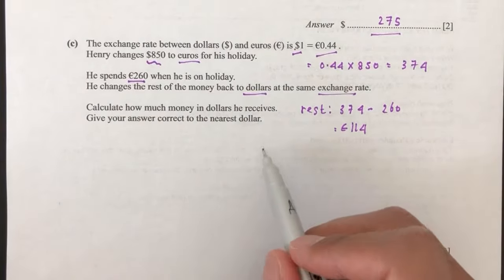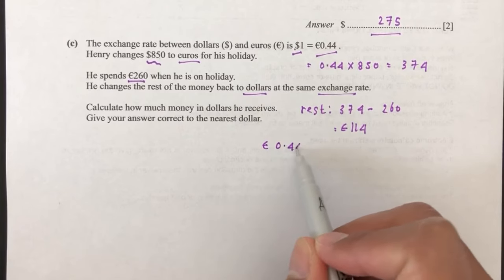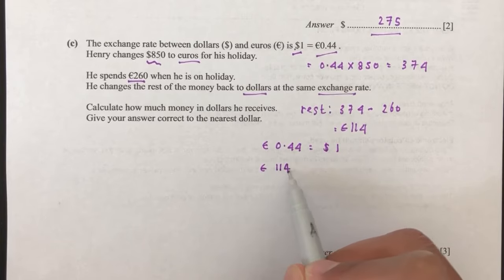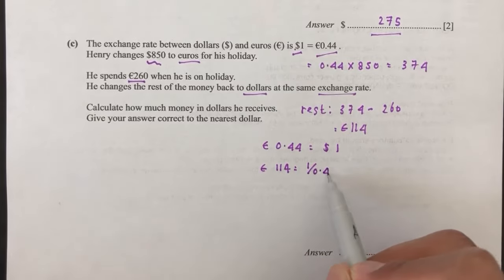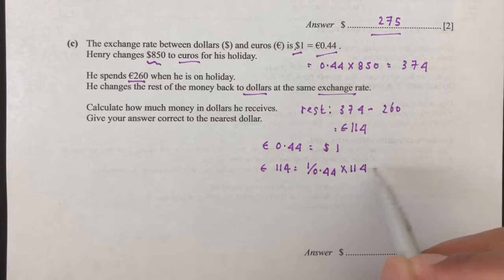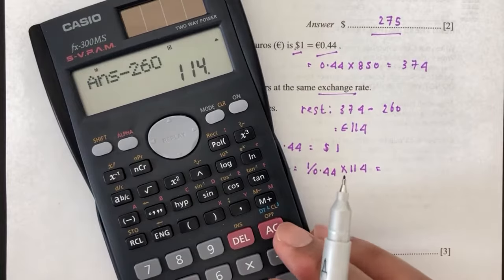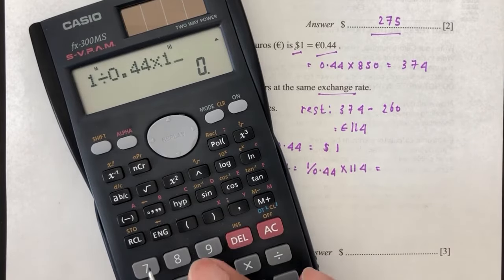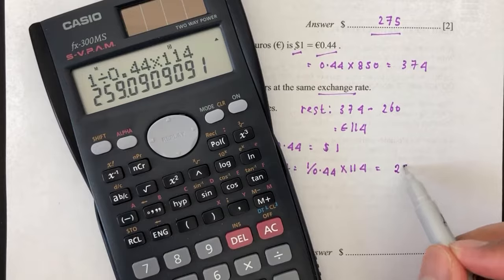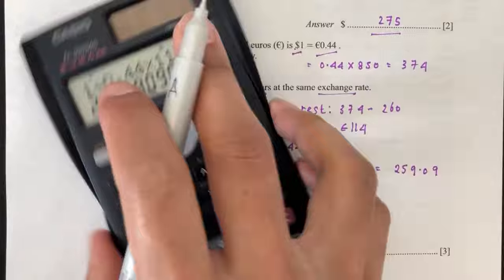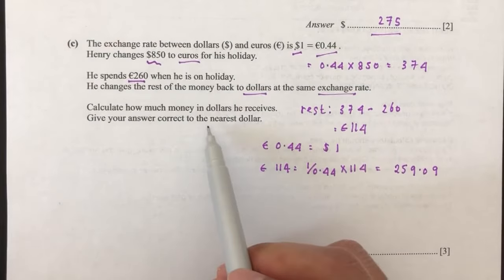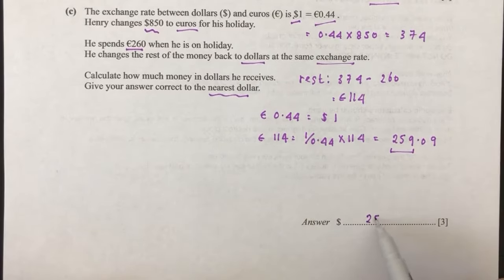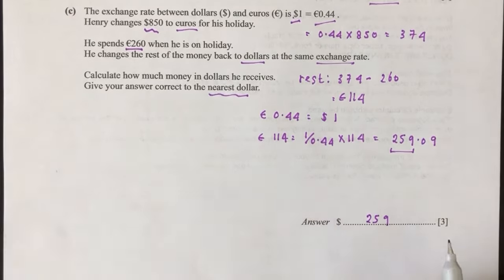So let's do that. We know that 0.44 euros equal $1. So how much does this one equal to? It will be 1 divided by 0.44 times 114. So let's use our calculator. 1 divided by 0.44 times 114. That will be 259.09. Now the answer is to the nearest dollar, so it will be only this. So your answer will be $259 for how much he receives at the end.